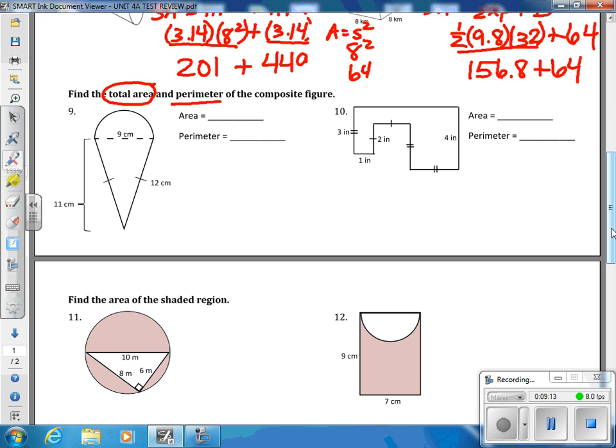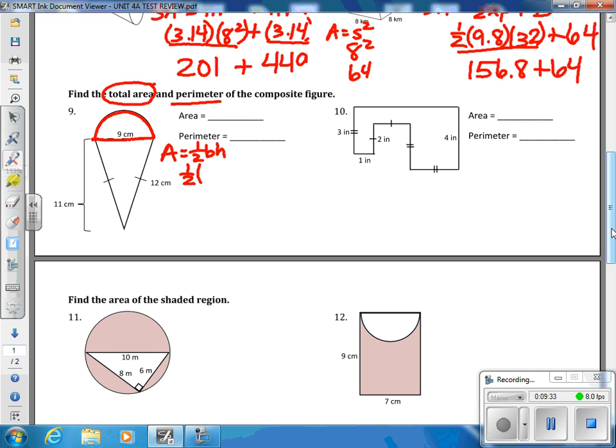So let's go ahead and start with what we know from this picture. We see that there is a dotted line right here, which actually splits our shape into two pieces. It splits it into the semicircle at the top, and the triangle at the bottom. So those are the two formulas we need to add together to get our area. So let's start with the triangle. Triangle formula is 1/2 base times height.